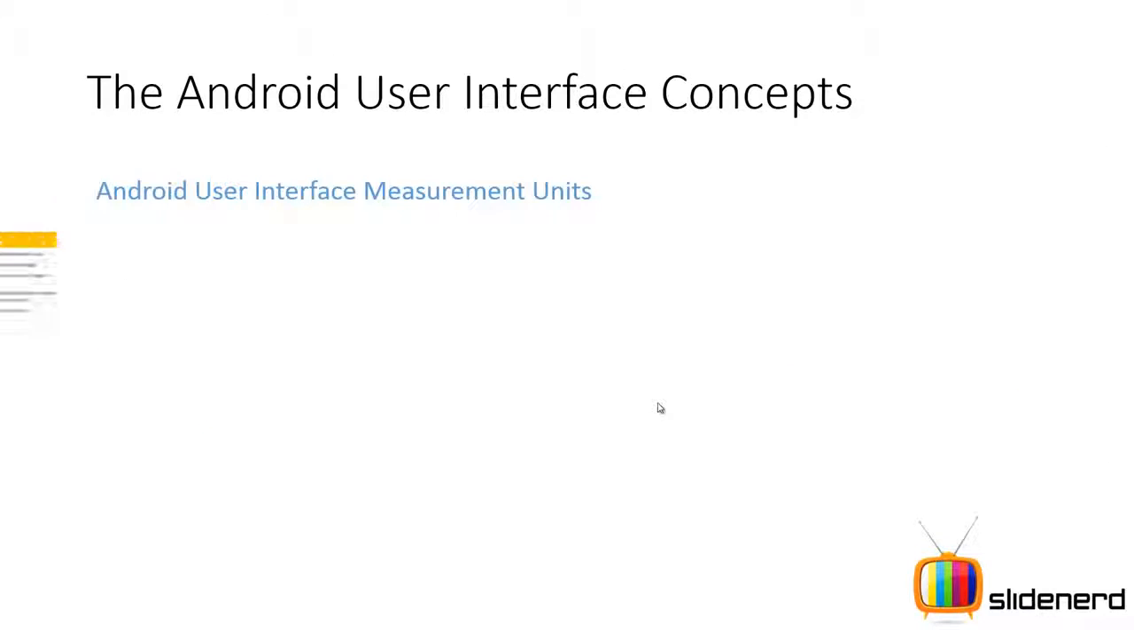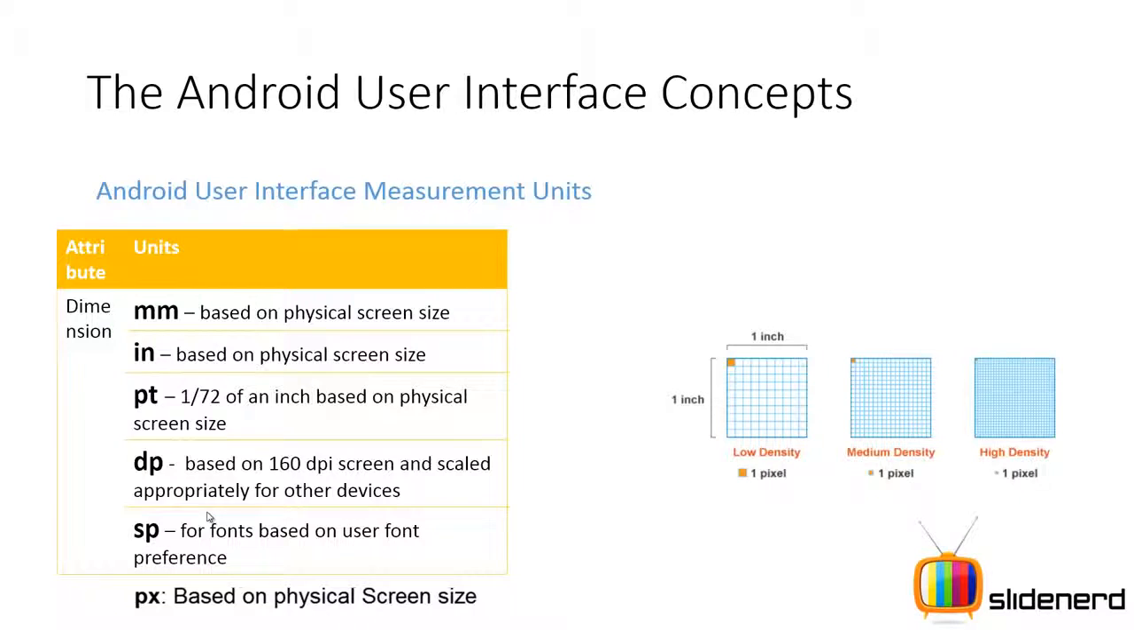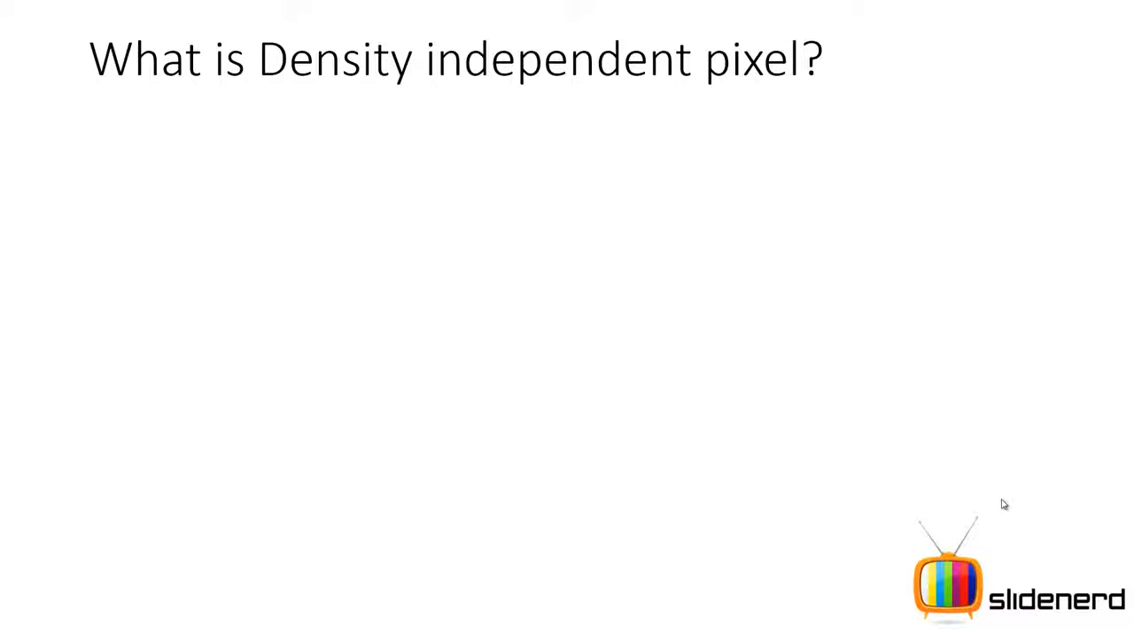Remember that. Now you have your Android user interface measurement units: millimeters, inches, points, DP and SP. Out of these five, only the last two actually matter. Millimeters, inches, points, they are all fixed physical sizes. You're not supposed to use them. Use DP. Now remember, as I said, for DP you have low density, medium density, high density, and of course there is extra high density, right? So the first question right now at this point you guys probably have is, what is a device density independent pixel or device independent pixel?